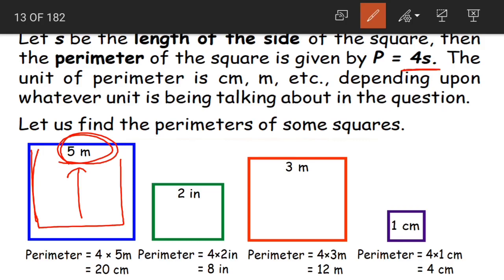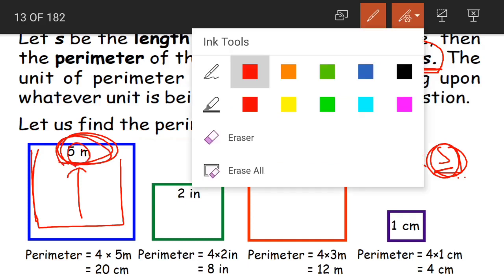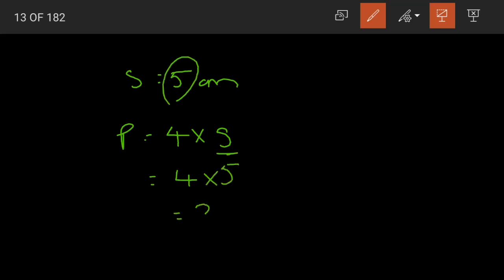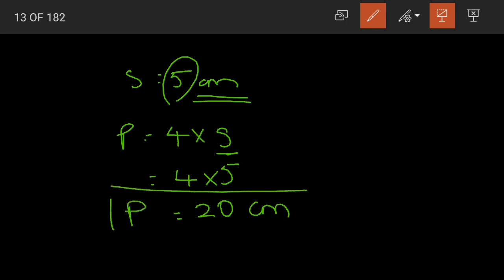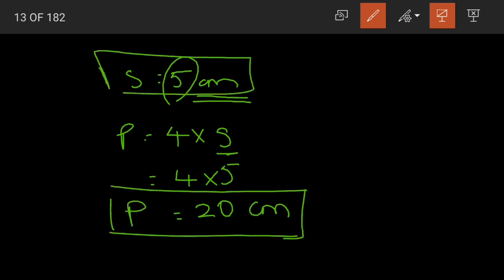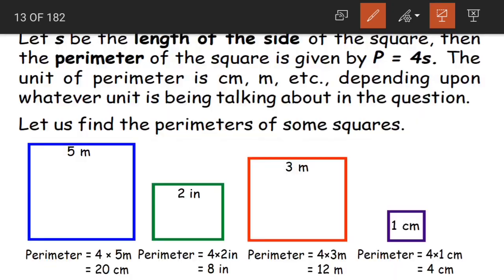And also in the formula, P is equal to 4 into S, we only need the length of one side. So 4 into S. Here the length of the side is 5 centimeters, that means S is equal to 5 centimeters. What is the formula for perimeter? 4 into S. So 4 into 5 is equal to 20. And what will be the unit here, children? The unit of measurement would be centimeters. So the perimeter of the given square whose side is 5 centimeters is 20 centimeters.